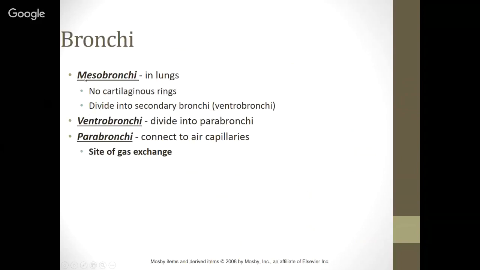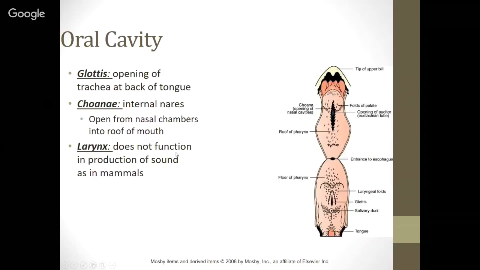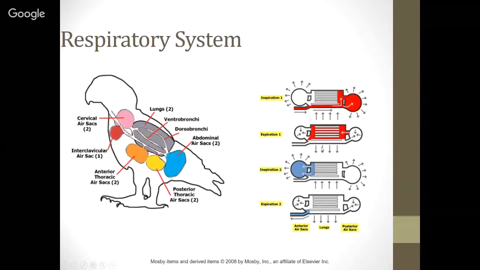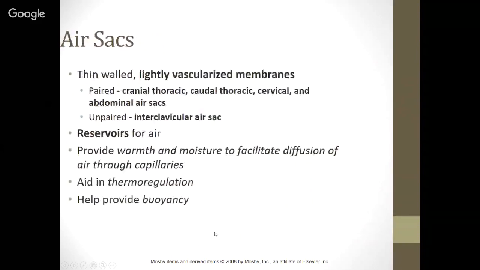The bronchi, there are mesobronchi, which are within the lungs. There are no cartilaginous rings in these mesobronchi. They divide into secondary bronchi, which are called ventrobronchi, which divide further into parabronchi, which are connected to air capillaries, the site of the gas exchange. So there are no clumps of grapes in these lungs. These are literally branches that come out. So they really do look more like a radiator than a bunch of grapes.